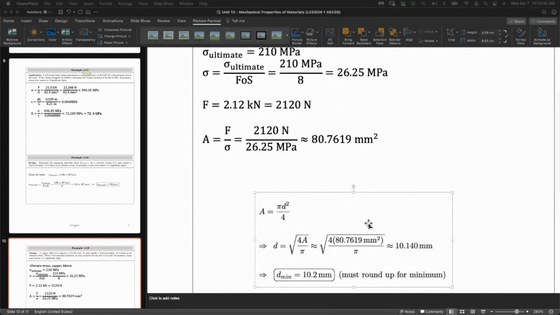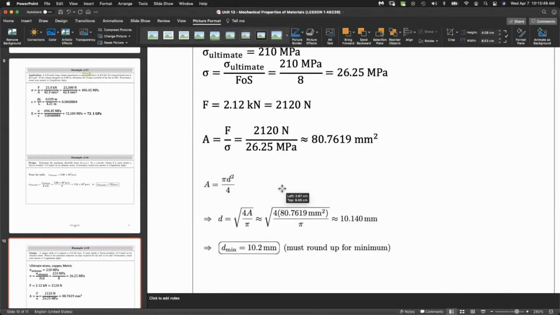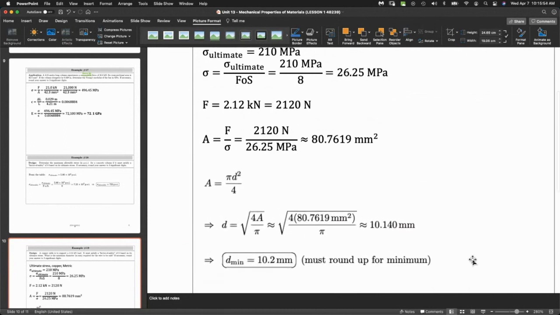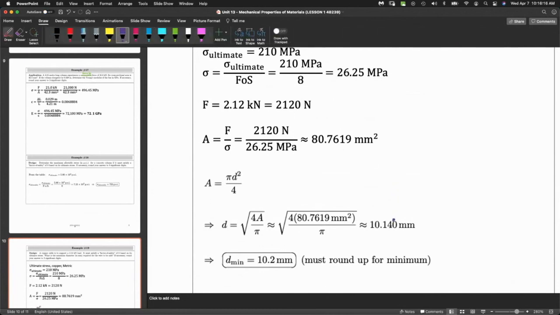So here's that permutation of the question. I'll just increase it a little bit here so it looks nice. What I did is I wrote down the area of a circle because it is a circular cross section, and I did pi d squared over 4. Then I solved for d here, and you can do the algebra on your own for that. That's not too big of a deal. Anyway, the thing I want to point out is that when you do all this work on your calculator, you get 10.140 millimeters.